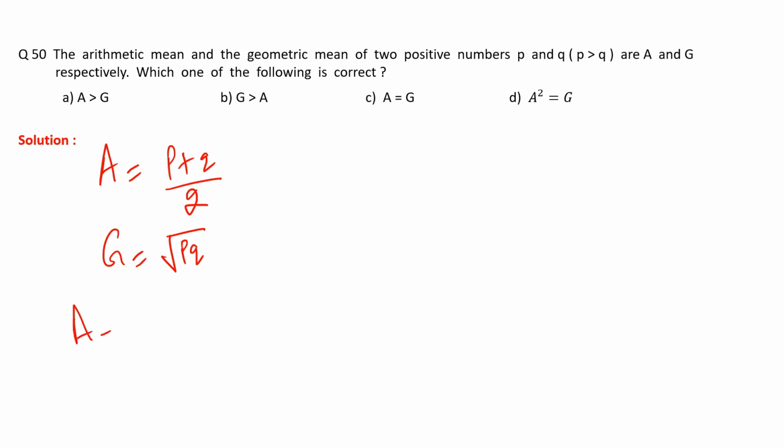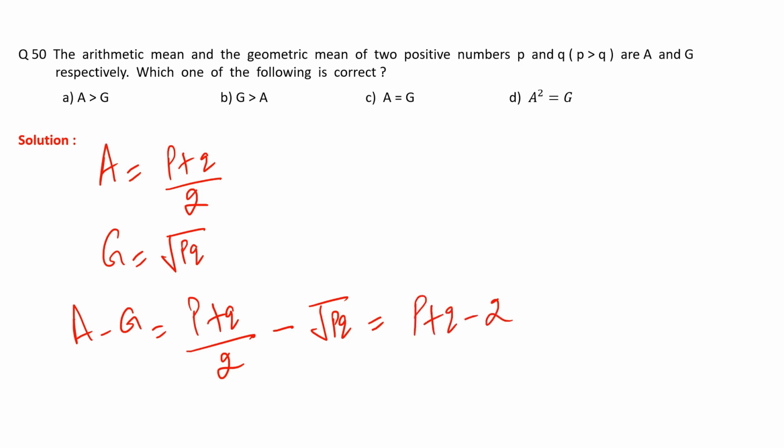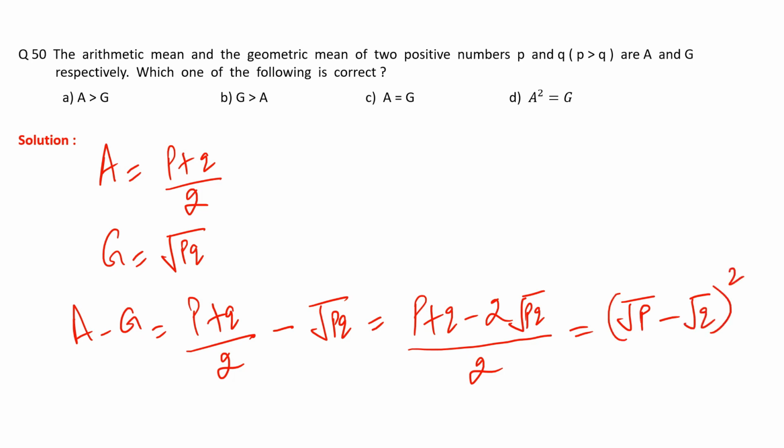Now let's take the quantity A minus G and simplify it. It will become (P plus Q) by 2 minus square root of PQ. So when we take the LCM, it becomes (P plus Q minus 2 square root PQ) divided by 2, which can further be written as (square root of P minus square root of Q) whole square divided by 2. Now clearly numerator is a squared quantity and denominator 2 is already positive. So obviously this quantity will be positive.